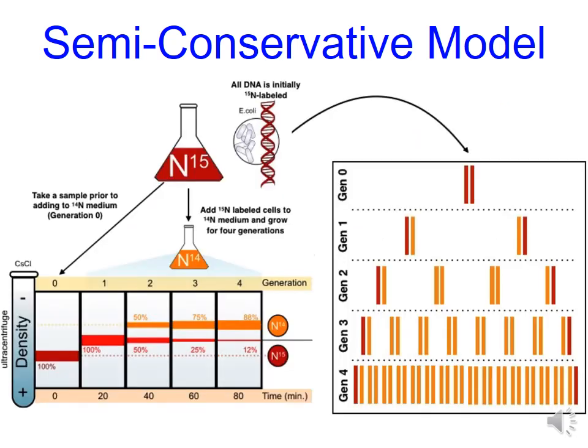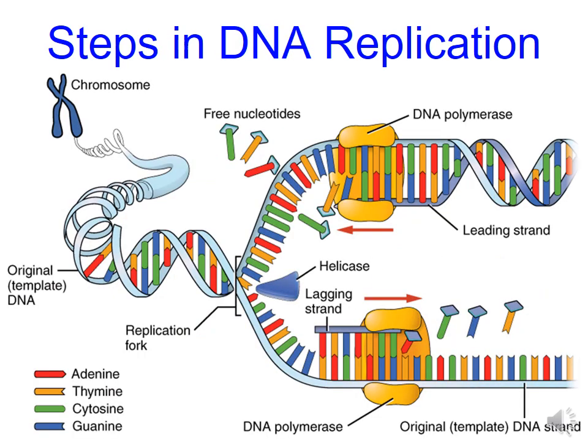Just looking at it pictorially a different way, so you can see we started with 2 of the N15s. They each made a copy where we had 1 N15 and 1 new, which was N14. And then each of those made a copy. They split and copied. And so you see how we keep getting more and more of the N14, but the N15, that original parental strand, still keeps showing up. That's why we keep seeing it, but it's a smaller percentage each time. So that's how they determined that it was the semi-conservative model.